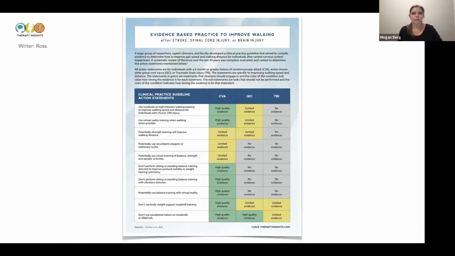Okay, we're going to move on to the last resource we're going to talk about today. This is a one-page resource titled Evidence-Based Practice to Improving Walking After Stroke, Spinal Cord Injury, or Brain Injury. It's a fantastic quick reference chart that I'll let Ross talk more about.